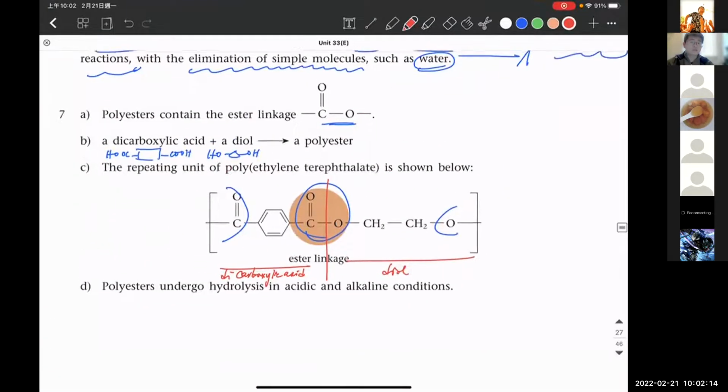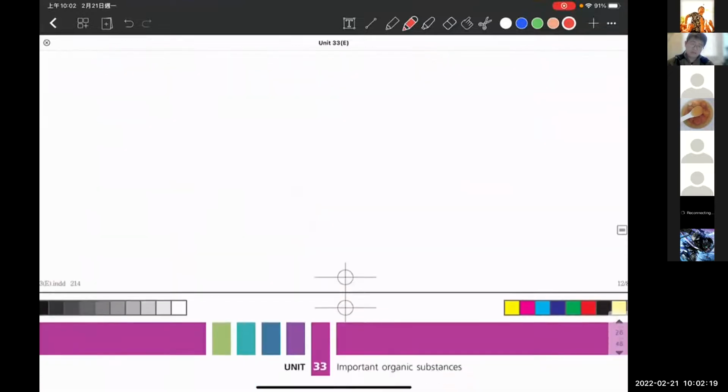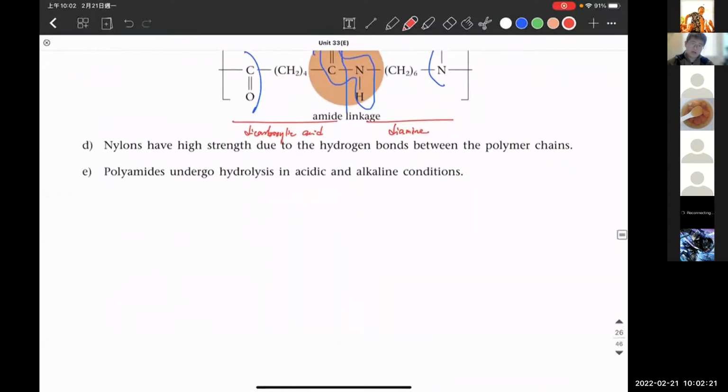Comparing the two chemicals, both can be hydrolyzed by acid and alkaline, because the ester linkage and amide linkage can be hydrolyzed in acidic medium and alkaline medium, respectively.